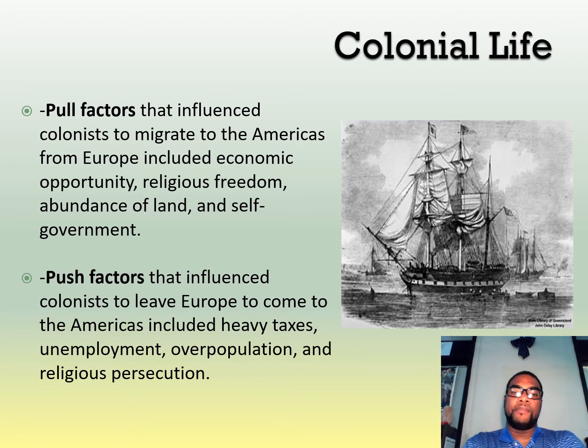Colonial life. Pull factors that influenced colonists to migrate to the Americas from Europe included economic opportunity, religious freedom, abundance of land, and self-government. Push factors that influenced the colonists to leave Europe to come to the Americas included heavy taxes, unemployment, overpopulation, and religious persecution.